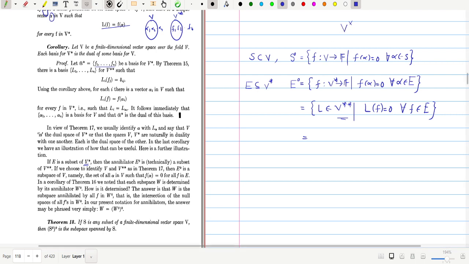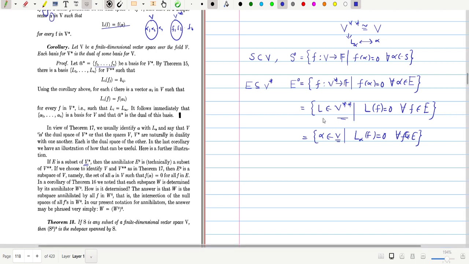We have shown that V double star is isomorphic to V. So for each element in V double star, there is an element in V, say alpha, such that this alpha is mapped to L alpha, or alpha can be identified by the corresponding L. So corresponding to each L belongs to V double star, there exists alpha belongs to V satisfying L alpha of F equal to 0 for all F belongs to E. That means this is an identification of E naught, or E annihilator, as a subset of V.